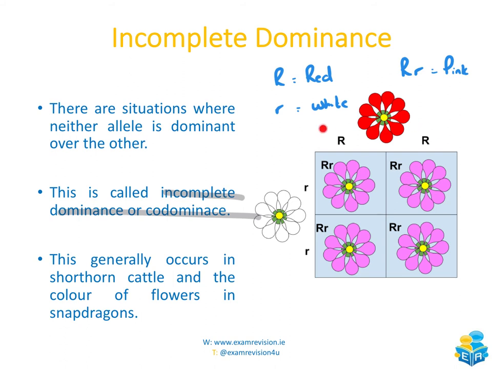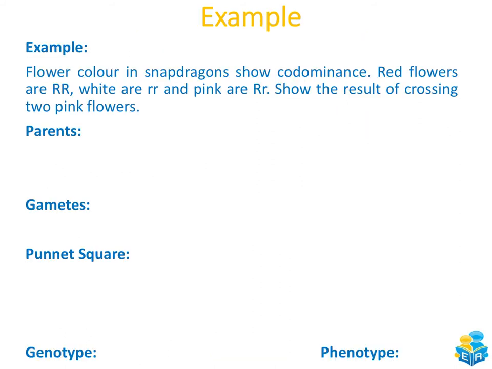So the two variations, or depending on which two alleles are present, that's going to control the flower colour. If there's two capital Rs, it's going to be red. If it's going to be two small rs, it's going to be white. And if you have the intermediate there, which is one of each, it's going to form pink. And we'll see a couple of examples of that now in the next couple of minutes.